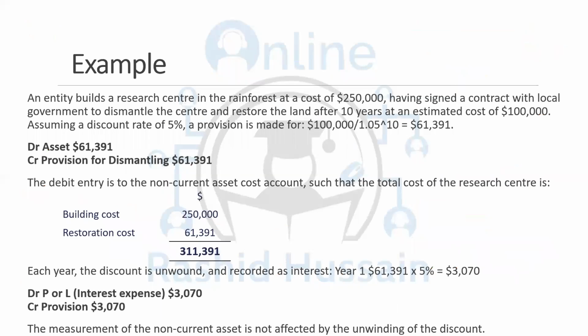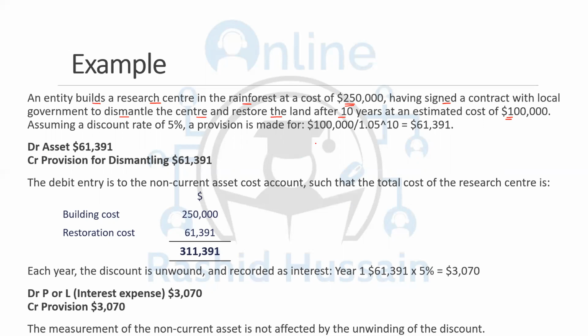We have another example, and then we are done with this dismantling concept. An entity builds a research center in the rainforest at a cost of 250,000. This is the cost of constructing in the rainforest. Having signed a contract with the local government to dismantle the center and restore the land after 10 years at an estimated cost of 100,000. So they're constructing a research center in the rainforest, and the cost of that research center is 250,000. And they're going to dismantle it as well once they're done with the project. And the cost of dismantling is going to be 100,000.